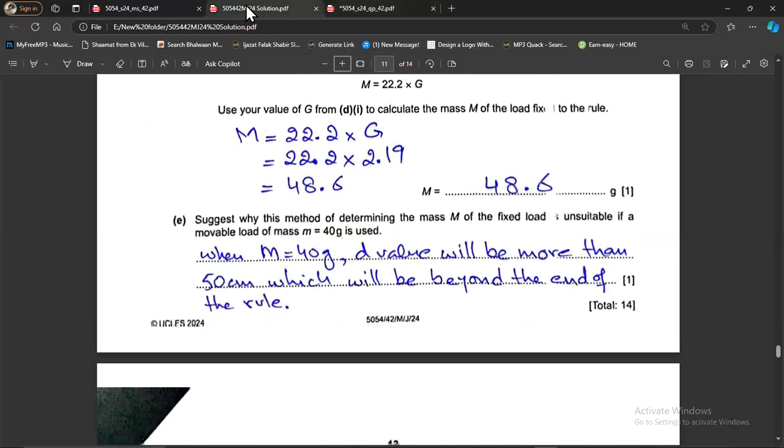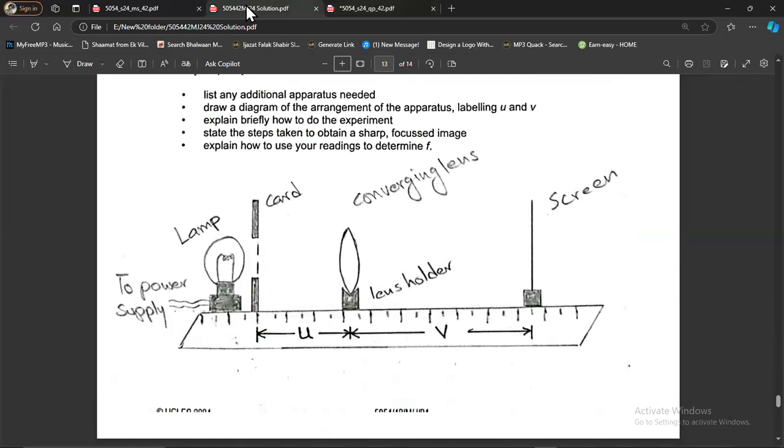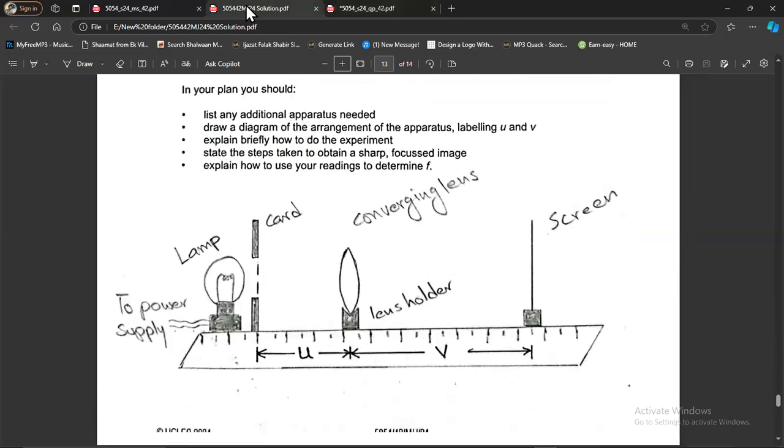So let me show you. I have written this. So this is that diagram which they ask us to draw. So here you have your lamp, here that card which has a hole in it, and that is acting like an illuminated object. Here we have a lens, converging lens in a holder. Here we have a screen in a holder. Here we have a scale.